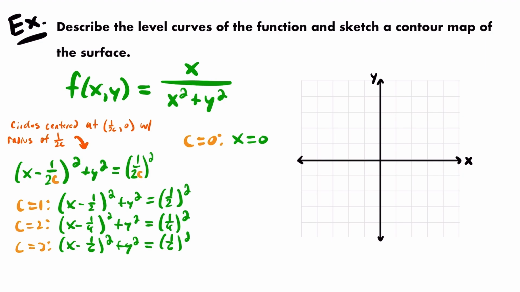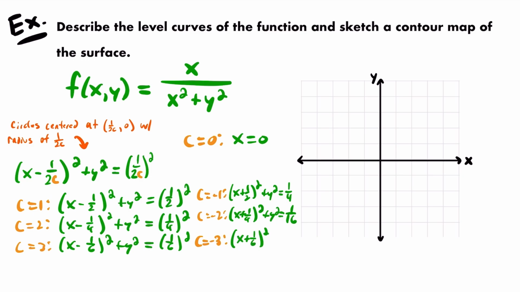All right, so I'm going to write these down pretty quickly, but let's look at c equals -1, -2, and -3. We'll have x plus 1/2 squared plus y squared equals 1/4, which would be 1/2 squared. And then for c equals -2, you'll have x plus 1/4 squared plus y squared equals 1/16. That is 1/4 squared. And then for c equals -3, you'll have x plus 1/6 squared plus y squared equals 1 divided by 36. That is 1/6 squared. Okay, so now we have a lot of level curves here that we can graph to create a sketch of a contour map. So let's do that.